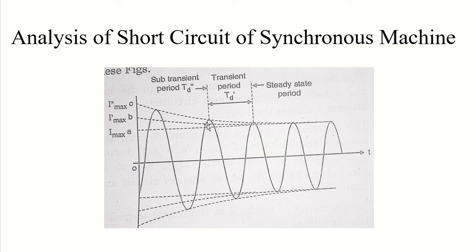After that, the second period will be the transient period. As you can see here, the middle period is the transient period, and this transient period will be relatively longer compared to the subtransient. The current will decrease here as well, but not at a rate as quick as in the subtransient period. It will decay, but the decrement will be moderate, not too fast, not too slow.